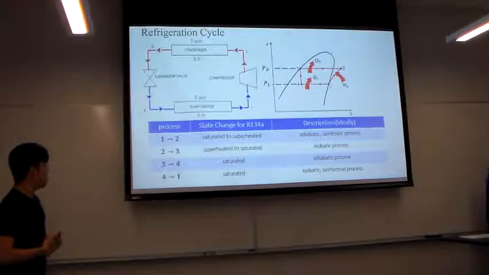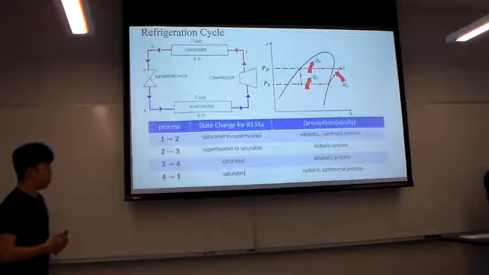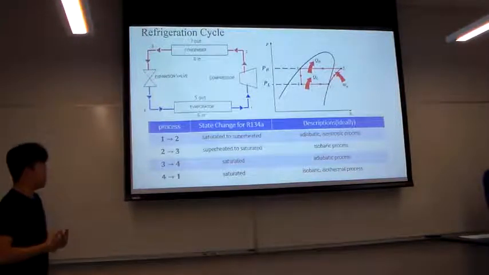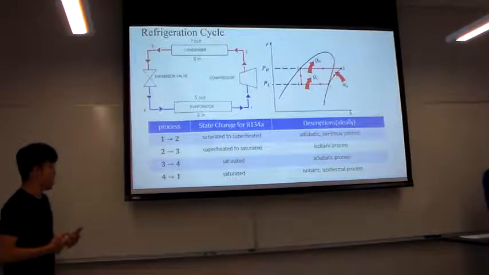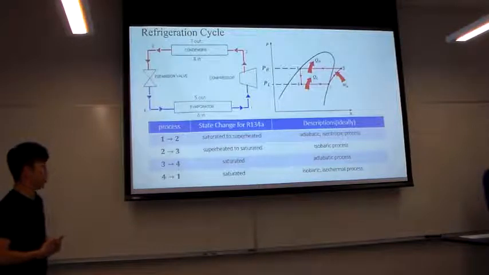And from 4 to 1, the fluid goes through the evaporator to absorb the heat from the ambient, which is the QL, so that the enthalpy of the fluid increases back to state 1. This process is assumed to be isobaric and isothermal.